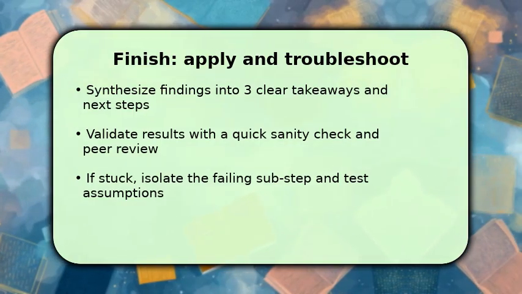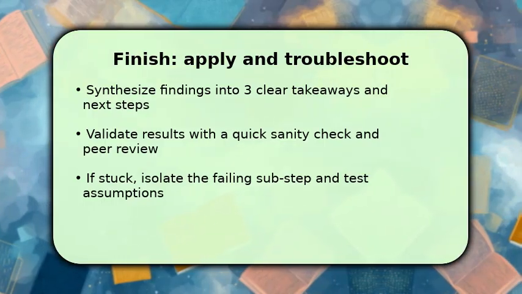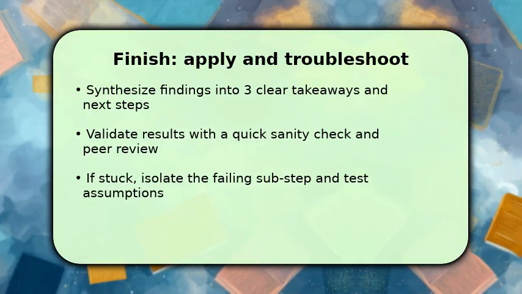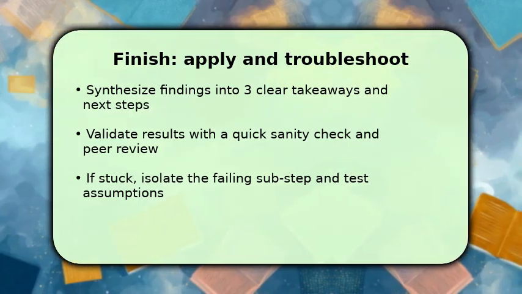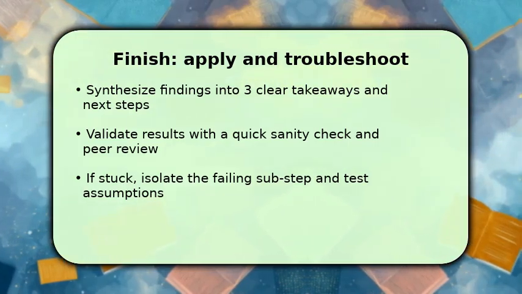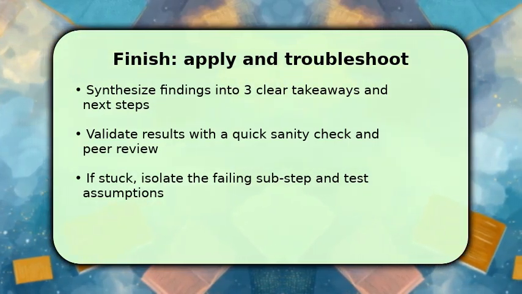If things go wrong, isolate the failing substep and test its assumptions one by one. Often a wrong input or misread variable is the culprit. Finally, document the fix and the lesson so you avoid the same trap next time.